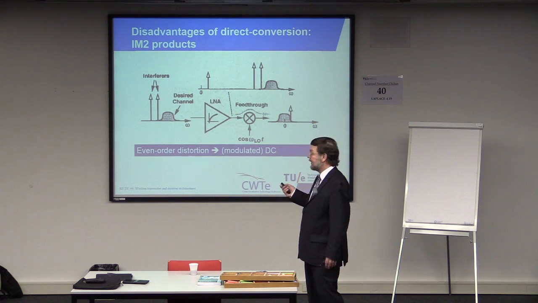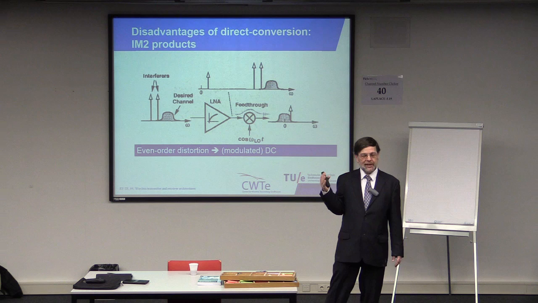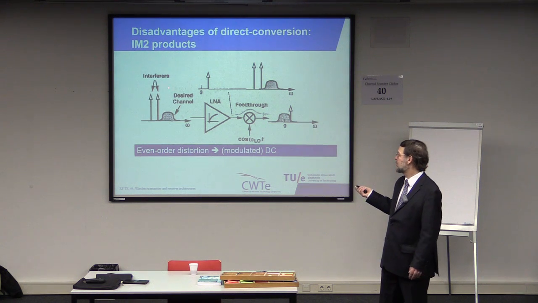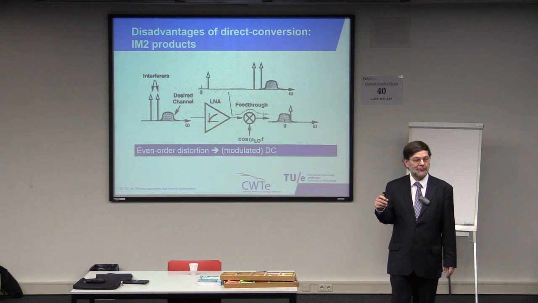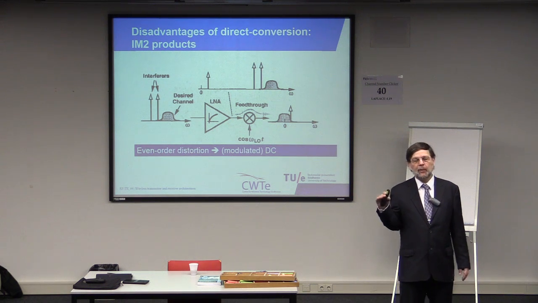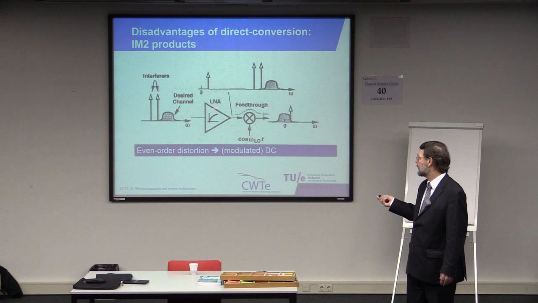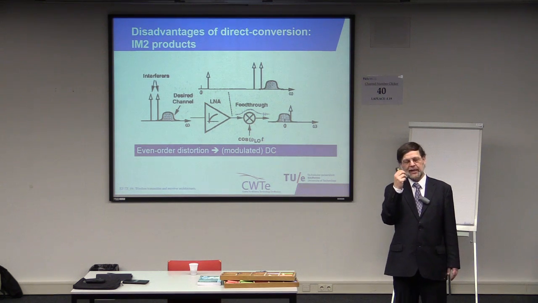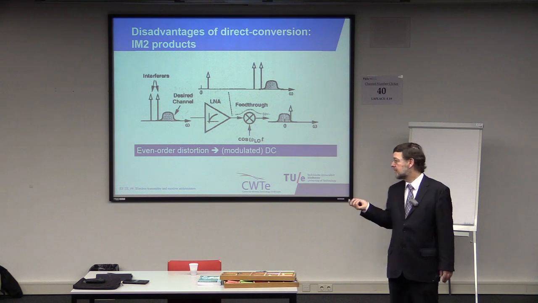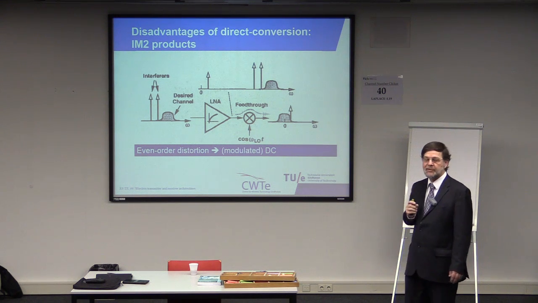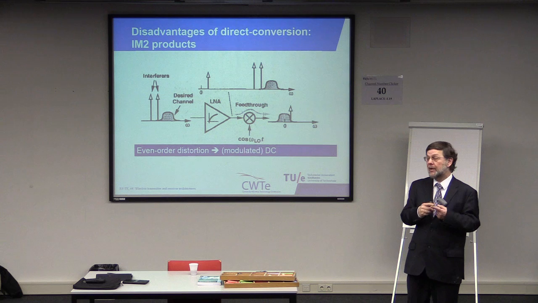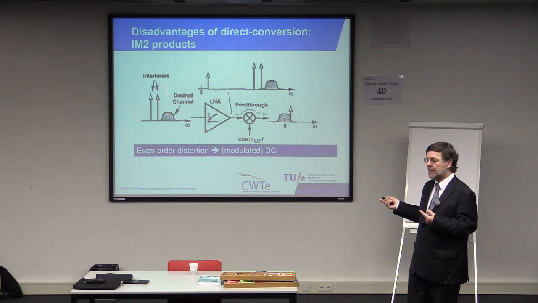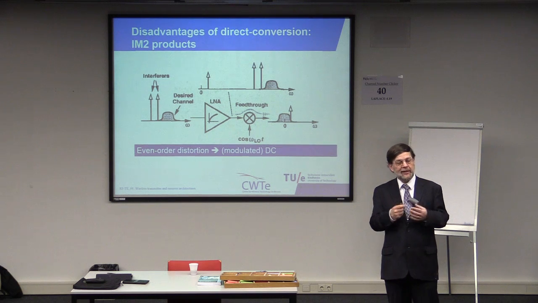So I've been arguing that you don't need an image reject filter in 0IF, and that's still true. But you do need a filter that suppresses very strong AM modulated interferers to a level where, in combination with the second order distortion, you don't get so much modulated DC that it interferes with your wanted IF signal. And that means you have to have some filtering still, and you need very good second order linearity.